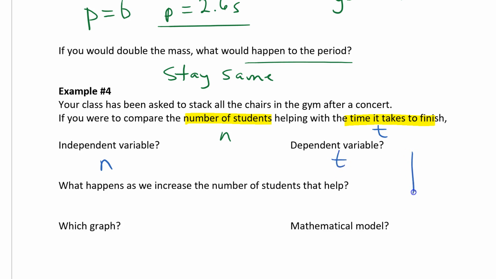So if we were to make a graph, this would be the number of students, N, down here, and here would be time. I don't know what would be suitable units, probably minutes, not seconds. Okay, let's think. If we were to get more students to help put away the chairs, what's going to happen to the time? It would actually decrease. What happens if we increase the number of students? Decrease in time.